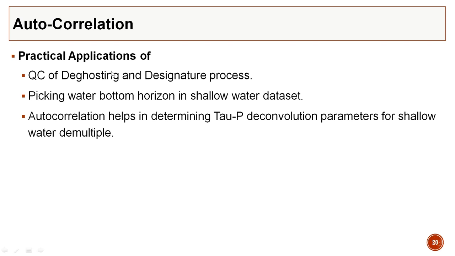So there are certain applications of autocorrelation. Like I said, I've shown you it's used for QCing the deghosting and designature processes. I've explained it's also used for picking the water bottom horizon in shallow water data sets because the water bottom is not very well recorded in shallow water data. And autocorrelation helps in determining the tau-p deconvolution parameters for shallow water demultiple. So basically for deconvolution, you use the autocorrelation to design the gap and the operator length parameters.